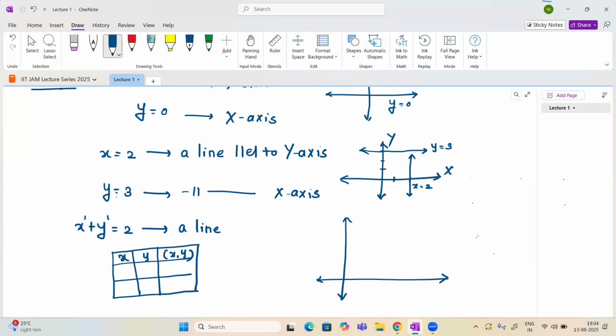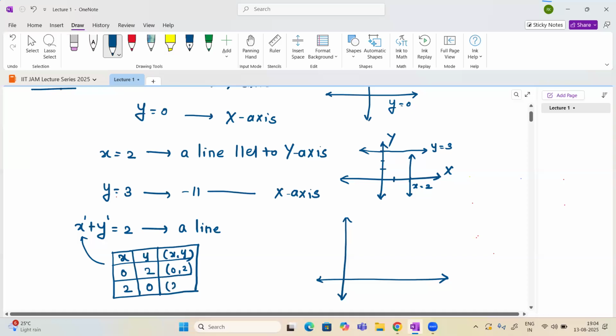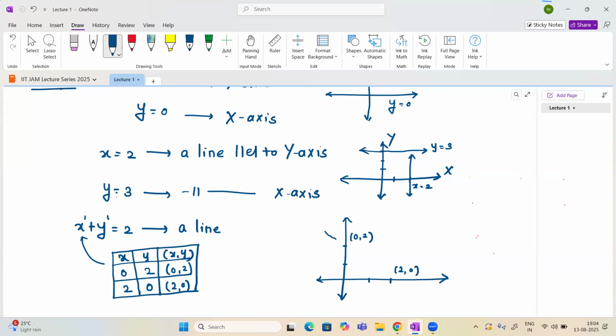What will I do? I will put x is equal to 0 first. If I put x is equal to 0 in this equation, you will get y is equal to 2. So the point will be (0, 2). After that, I will put y is equal to 0. If I put y is equal to 0 in the same equation, we will get x is equal to 2. So that means (2, 0). So we get two points, (0, 2) and (2, 0). So the given line passes through these two points, and we'll get the line like this.